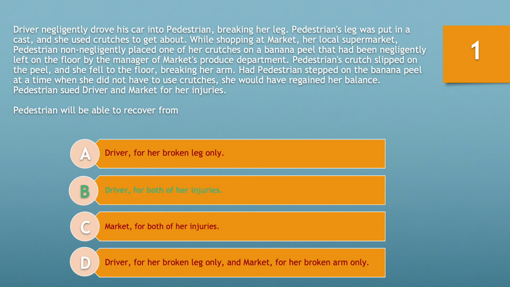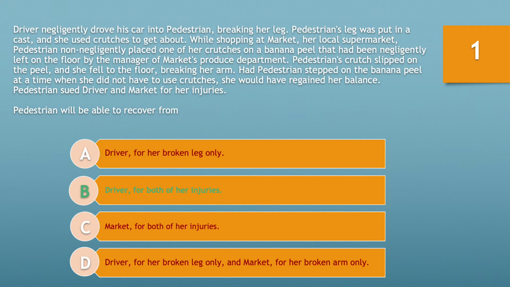C, Market for both of her injuries. This doesn't make sense. Market had nothing to do with the original car accident. So why would the Market be liable for the broken leg as a result of the car accident? C is one you should be able to eliminate right off the top of the bat.